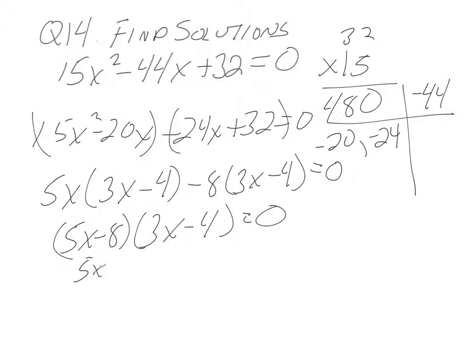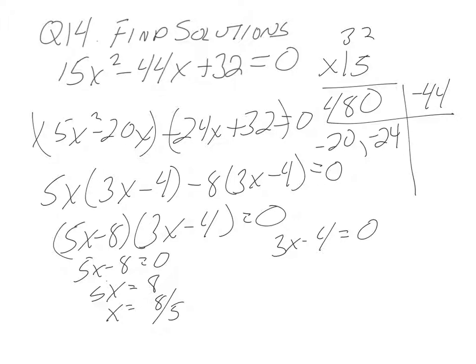So 5x minus 8 equals 0. 5x equals 8, and x equals 8/5. 3x minus 4 equals 0. 3x equals 4, and x equals 4/3.